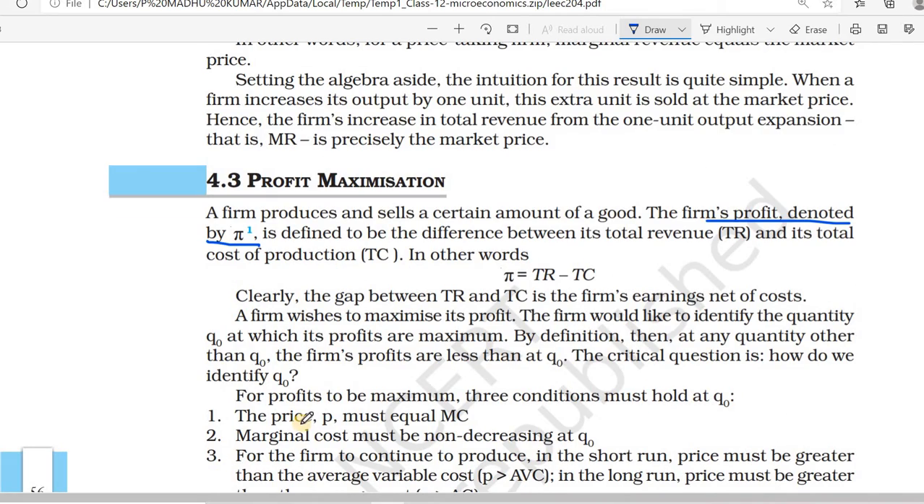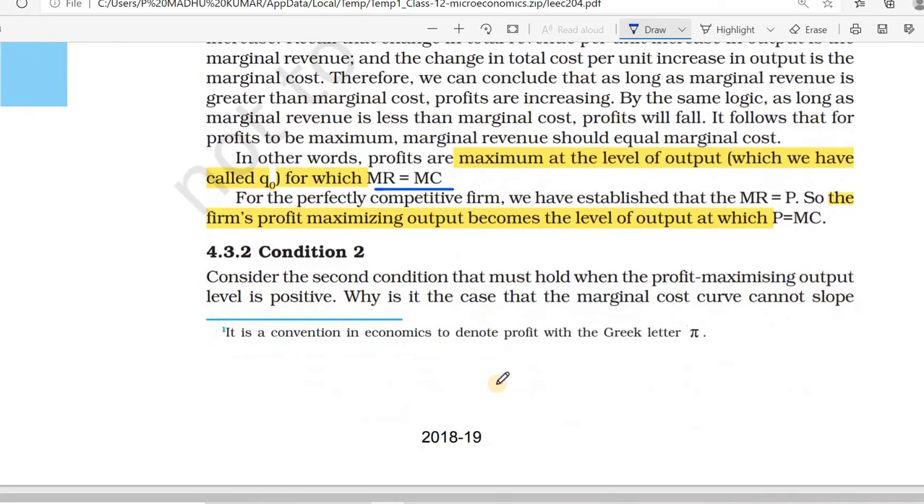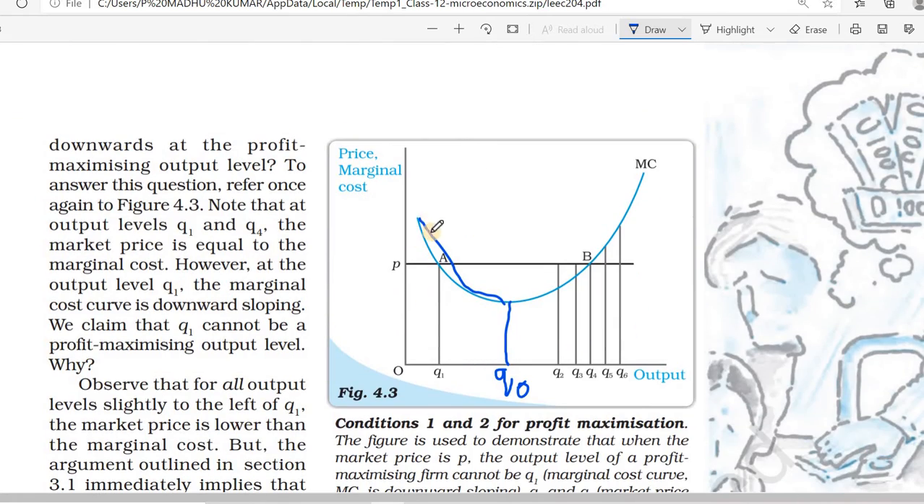In that second condition, marginal cost must be non-decreasing at Q0. Here it is decreasing, but it should be increasing. If it is decreasing, then at this price we cannot maximize the profit; at this price we can maximize the profit. Here we know MC equals P.